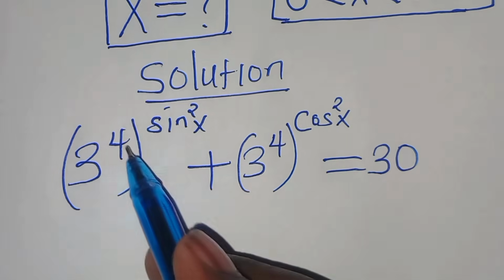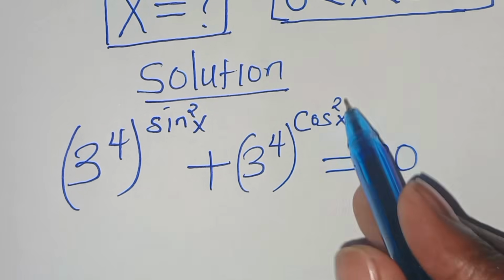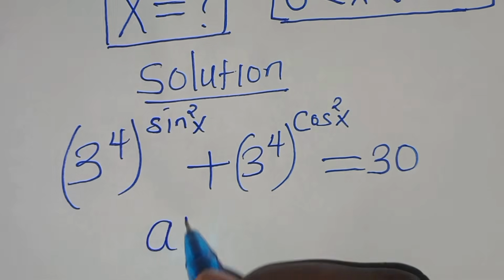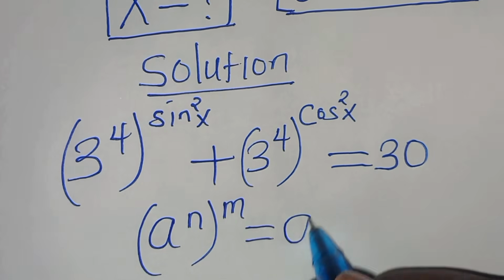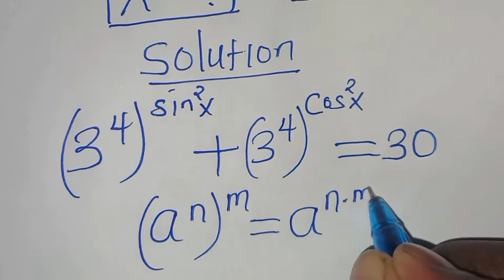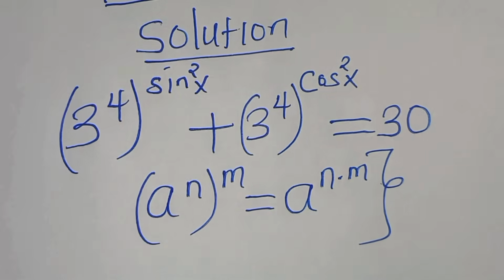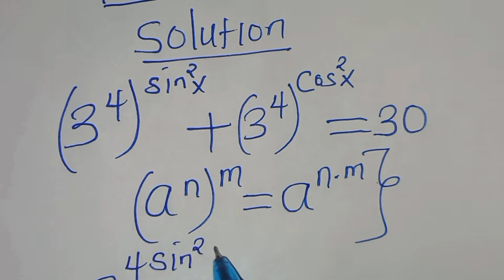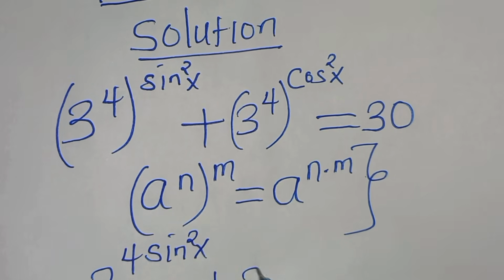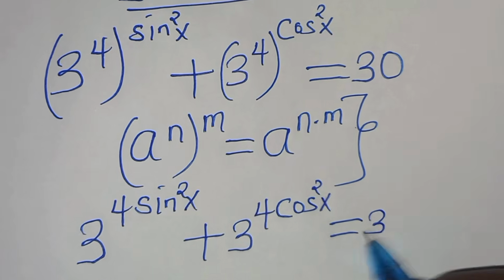Now 3 to the power of 4 raised to the power of sine squared x and 3 to the power of 4 raised to the power of cos squared x are in the form of a to the power of n raised to the power of m, which we can express as a to the power of n times m. Applying this exponent property, we have 3 raised to the power of 4 sine squared x, plus 3 raised to the power of 4 cos squared x. This is equal to 30.